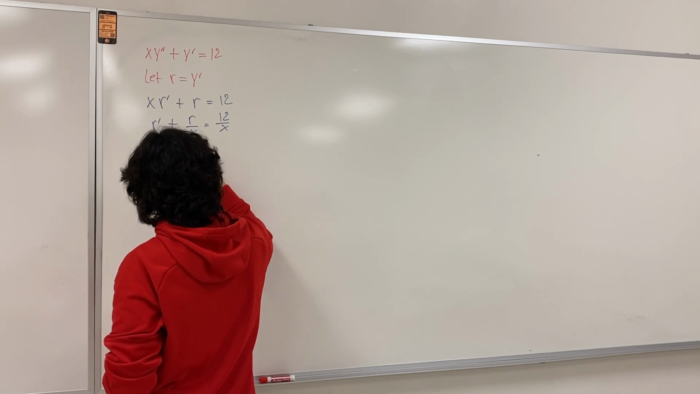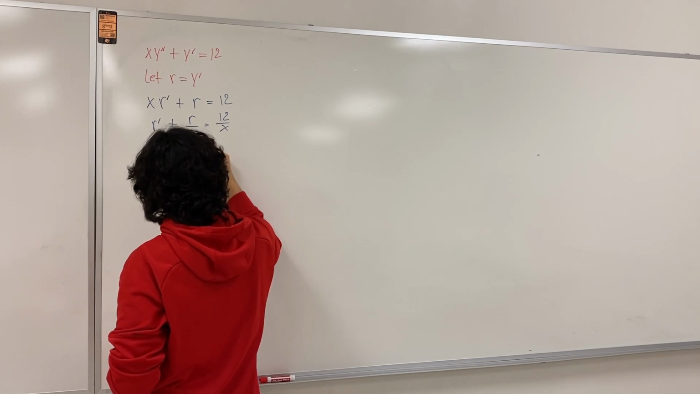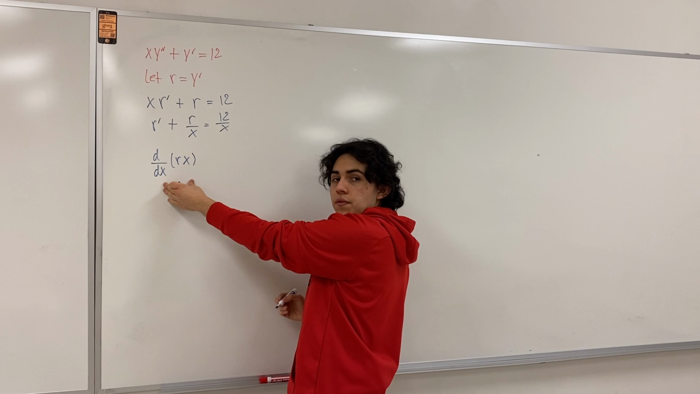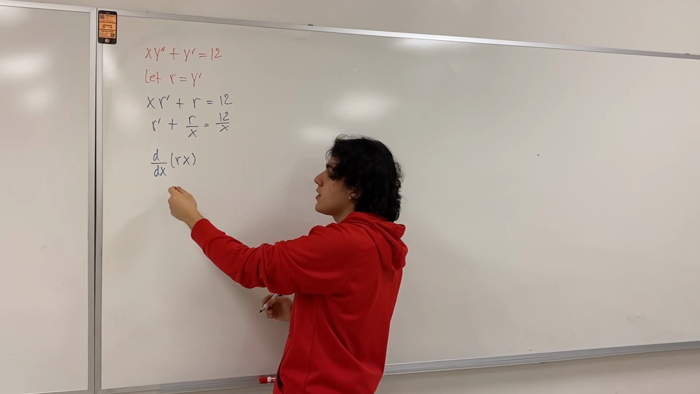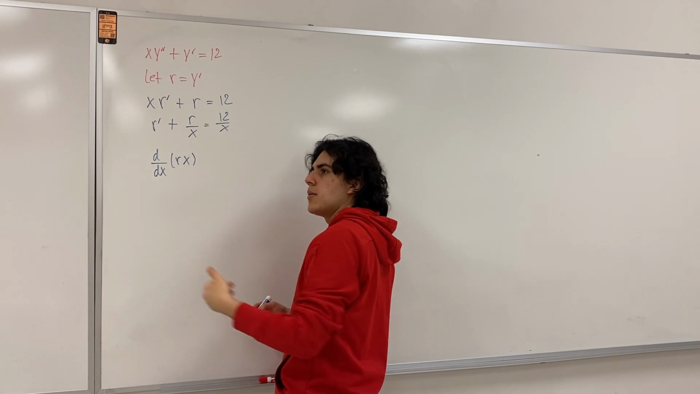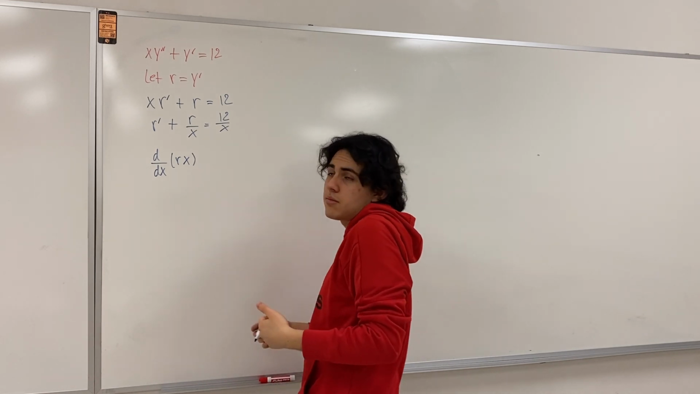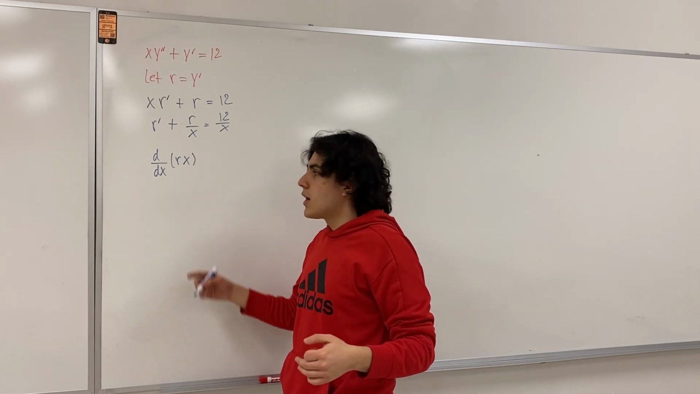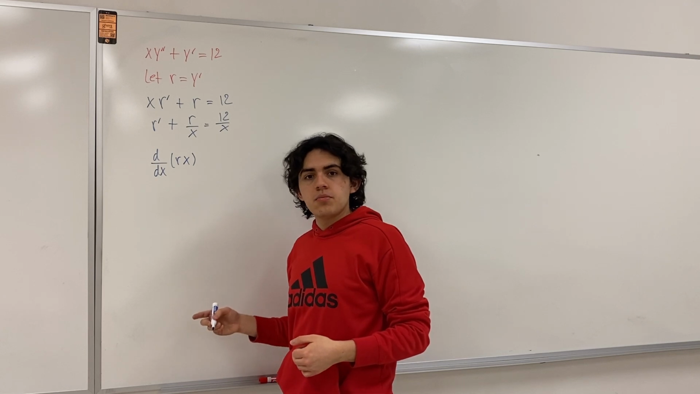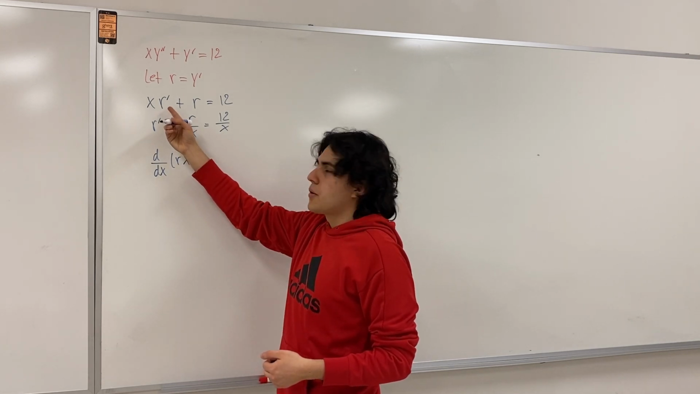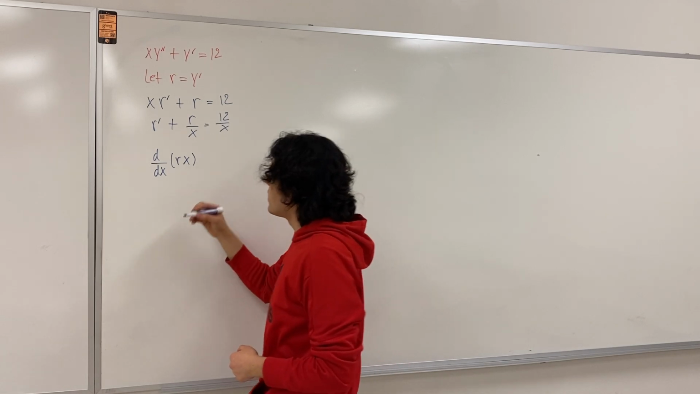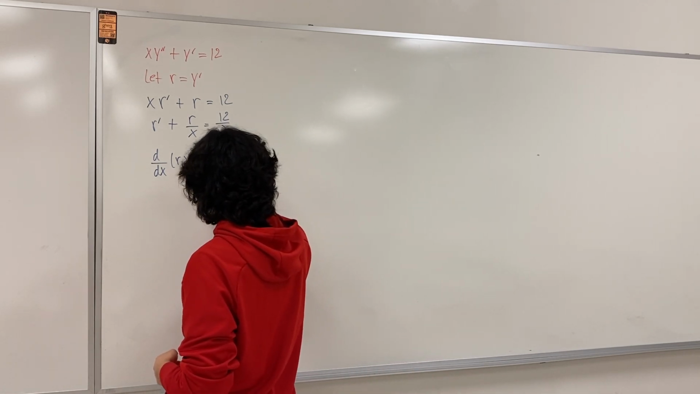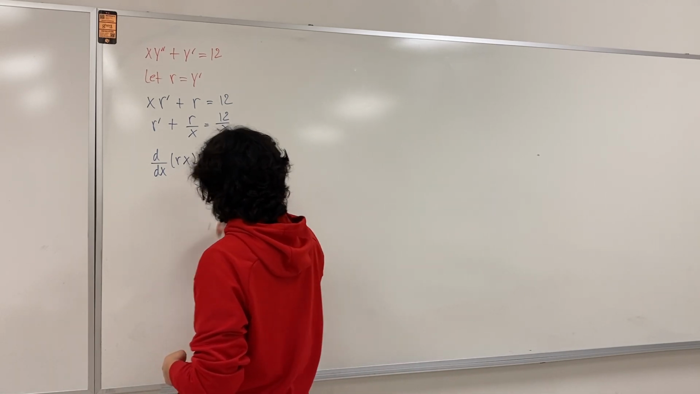d/dx of r times x, okay? Notice that if you differentiate this with the product rule, you're going to get dr/dx times x plus r times the derivative of x with respect to x, that means r, okay? So you get dr/dx times x plus r. That's exactly what we have here, okay? So then you can rewrite this differential equation as the derivative of r times x is equal to 12, okay?